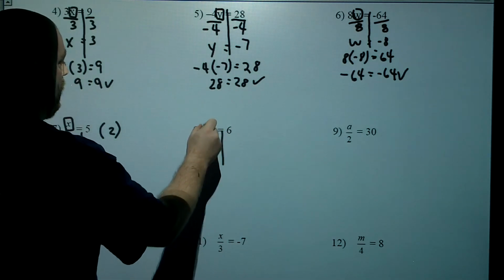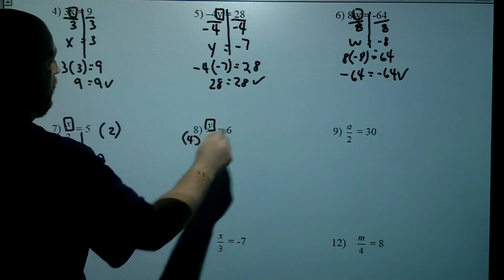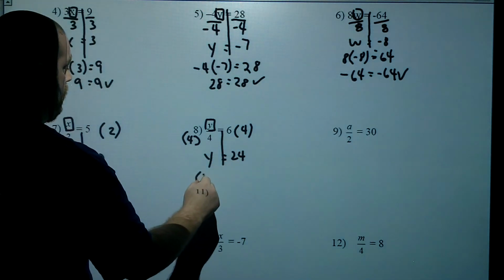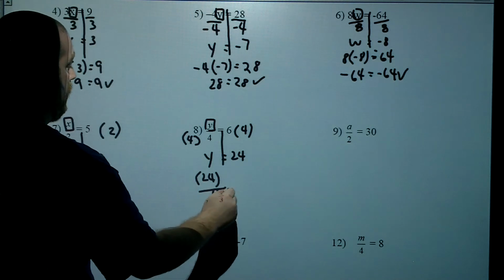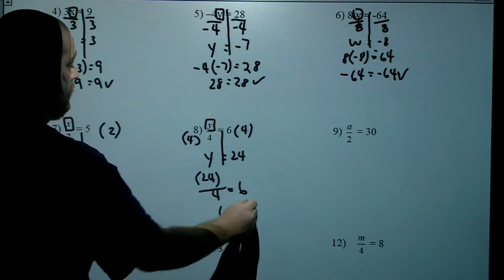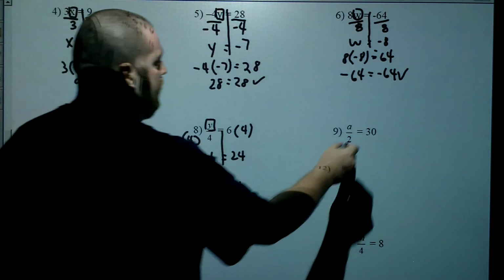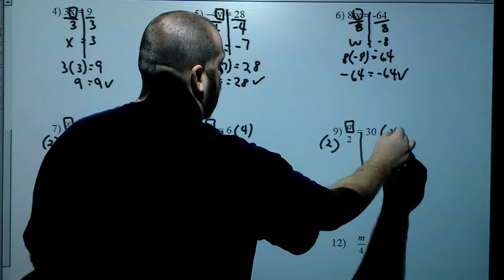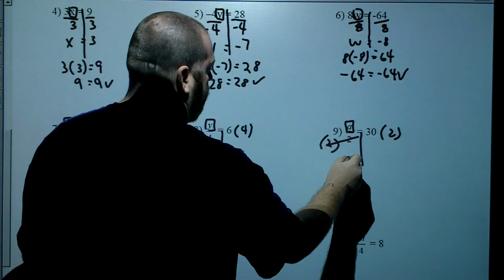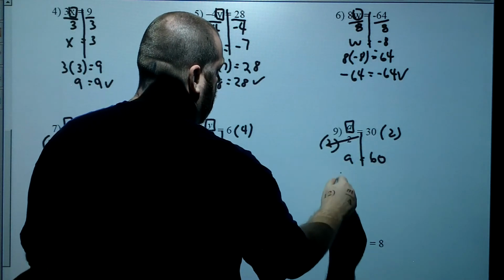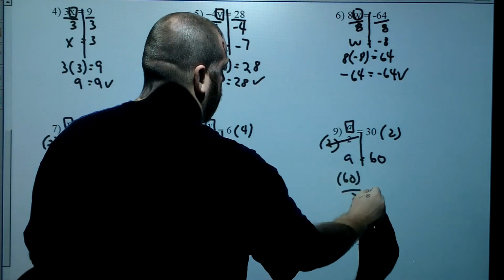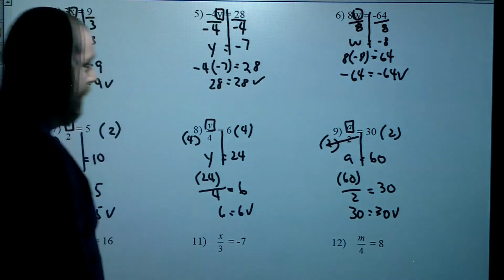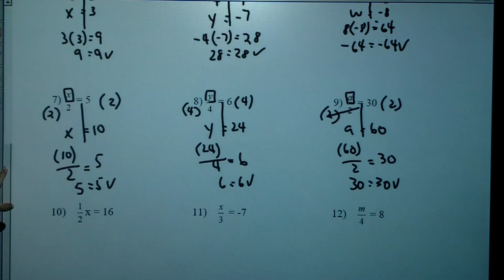Number 8. This is dividing by 4, so I'm going to multiply by 4 on both sides. y equals 24. 24 divided by 4 equals 6. And that is true. Number 9, draw a line down, box the variable. It's division, so I do the opposite, which is multiplication. I show that with parentheses. 2 is what I want to get rid of. So I get 60. 60 over 2 is 30, so that's true. These are all the same kinds of problems.